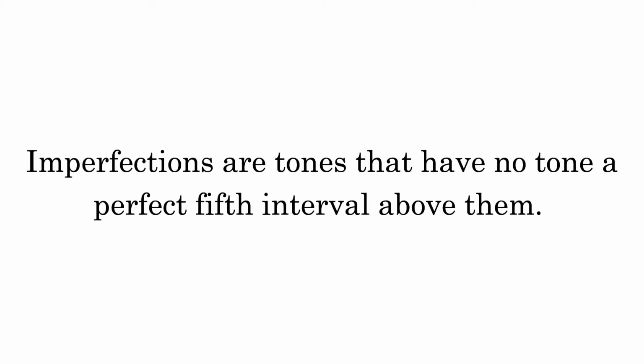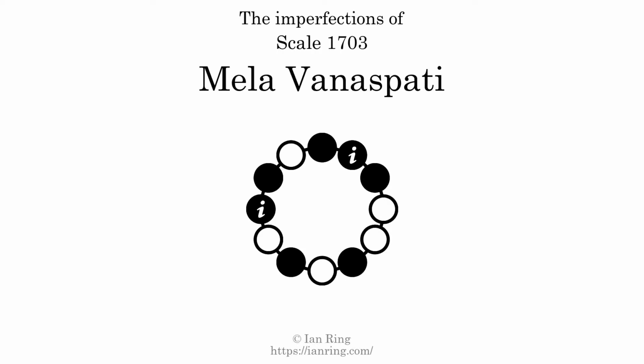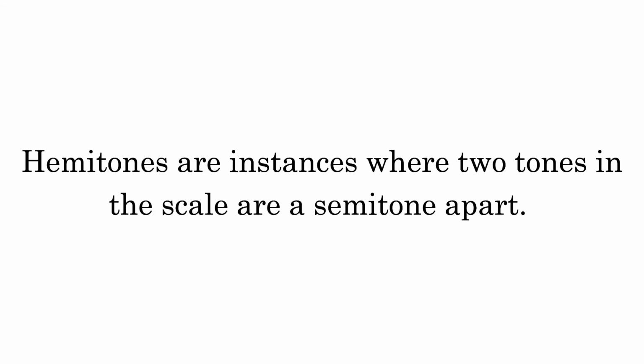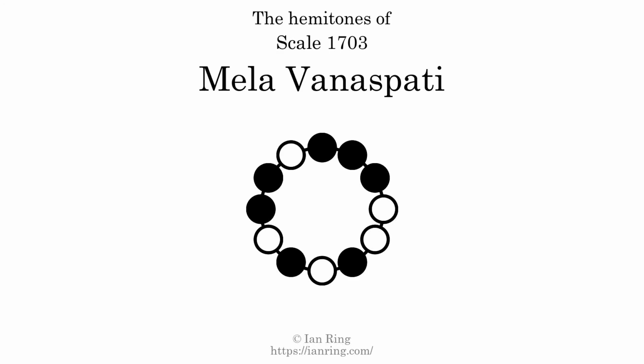Imperfections are tones that have no tone a perfect fifth interval above them. This scale has 2 imperfections. They are at positions here and here. Hemitones are instances where 2 tones in the scale are a semitone apart. This scale has 3 hemitones. They are at positions here, here, and here.